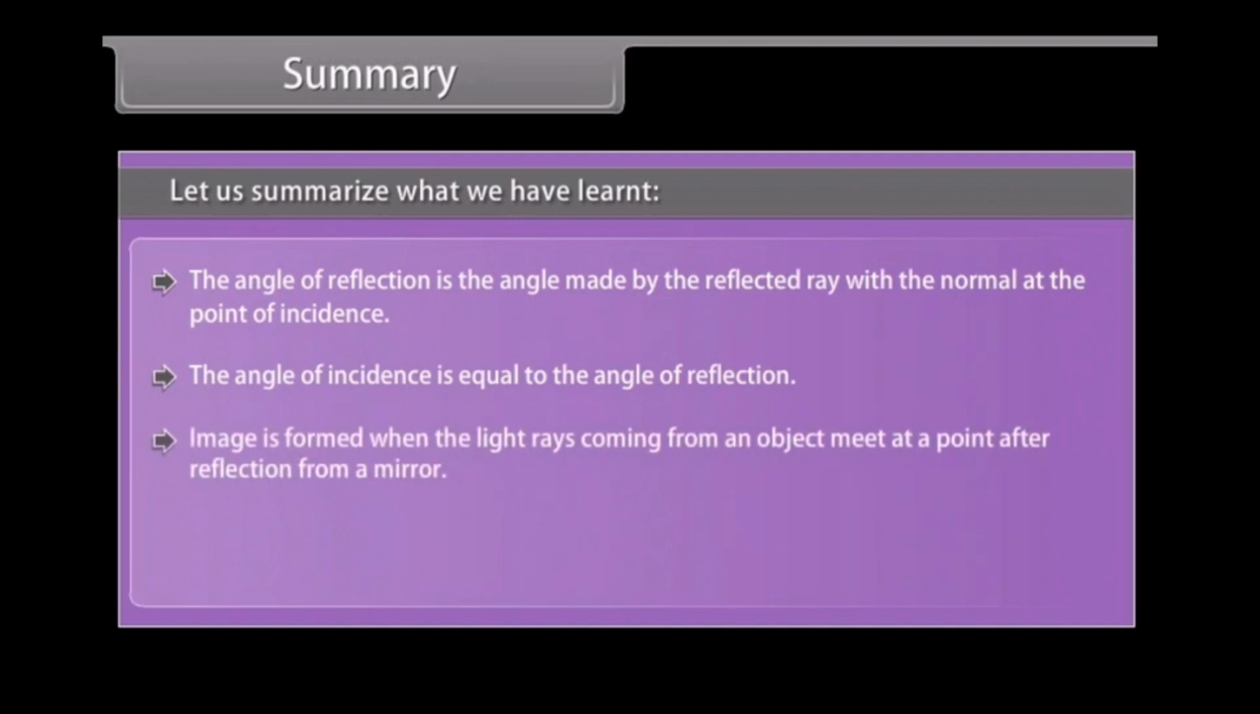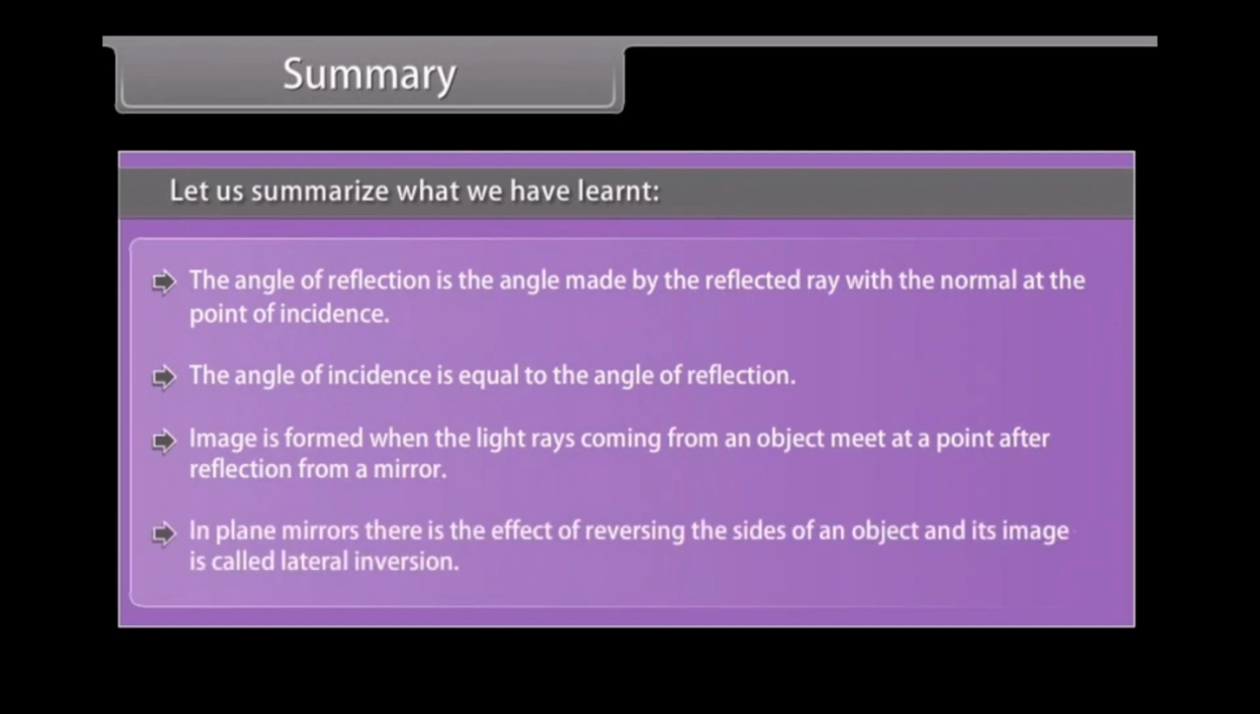Image is formed when the light rays coming from an object meet at a point after reflection from a mirror. In plane mirrors, the effect of reversing the sides of an object and its image is called lateral inversion.